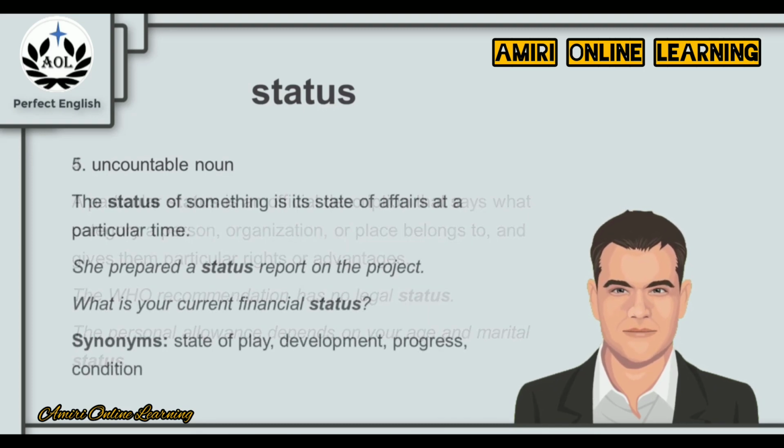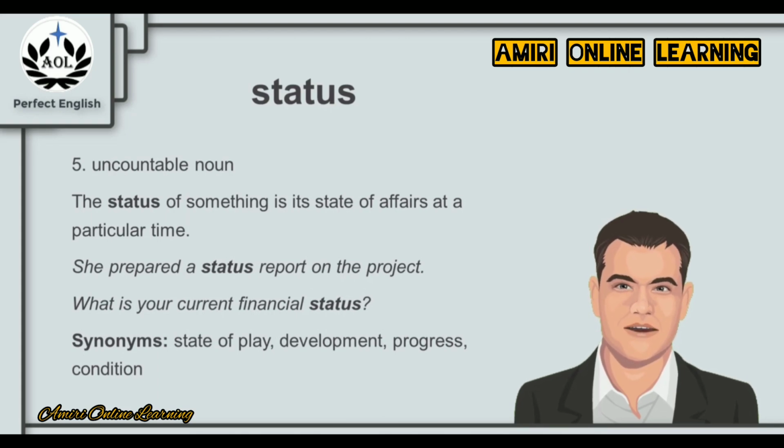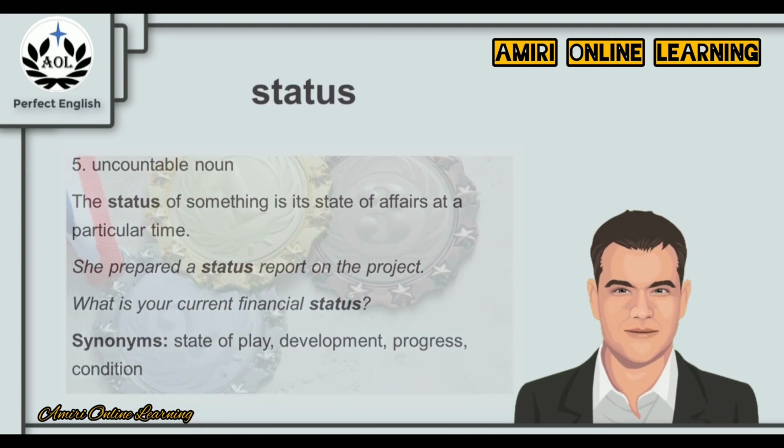And finally, the status of something is its state of affairs at a particular time. For example, she prepared a status report on the project. Or we can say, what is your current financial status? And synonyms for status in this context are the words state of play, development, progress, and condition.